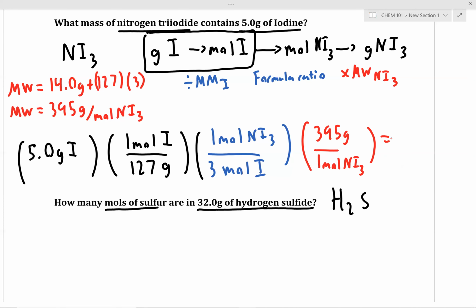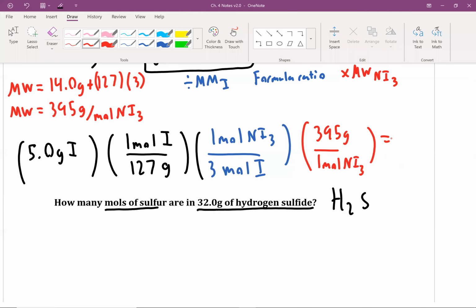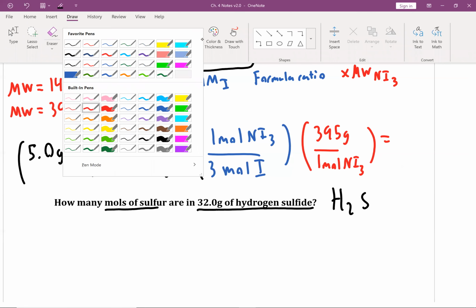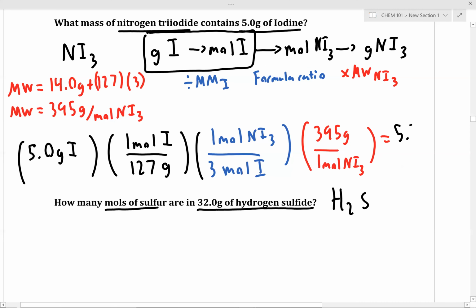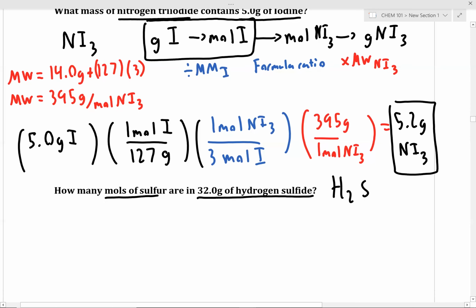So then, let's write down our final answer. We would expect to have a mass of 5.2 grams of nitrogen triiodide. So, with that established, what I would like everyone to do is to take a little bit of additional time, continue working on the second example, and then we'll discuss in approximately 2 minutes.